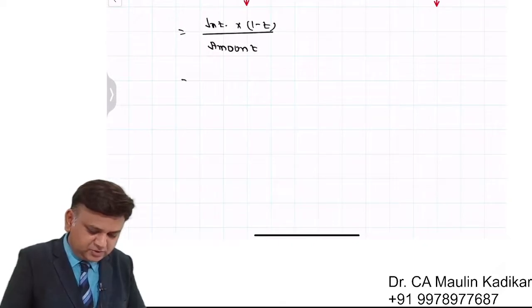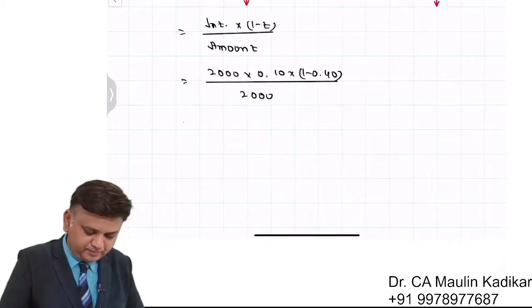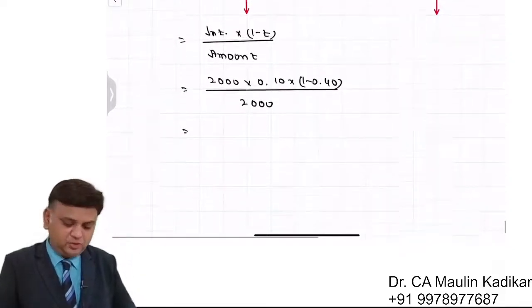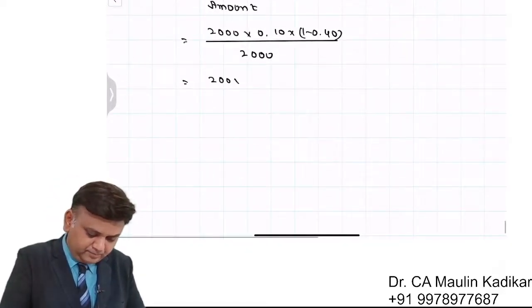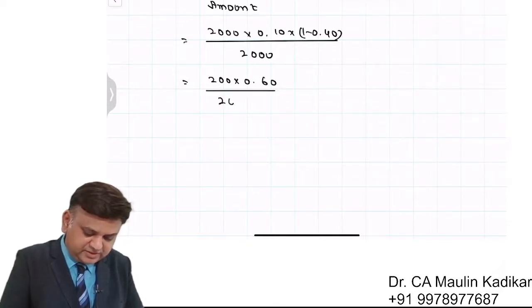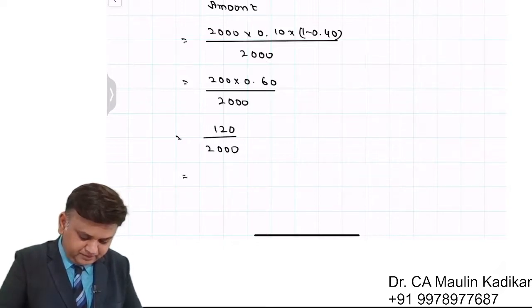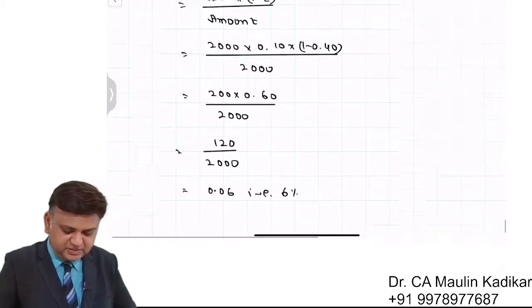Amount of the debenture is rupees 2000. Rate of interest is 10 percentage. Income tax rate is 40 percentage, divided by 2000. So 10% of 2000 is 200 into 0.6, divided by 2000 once again. So it is 120 upon 2000, 0.06, that is 6 percentage.